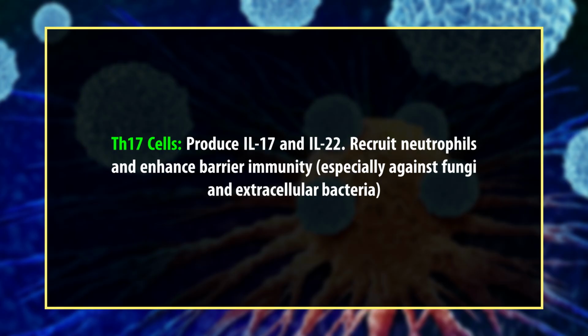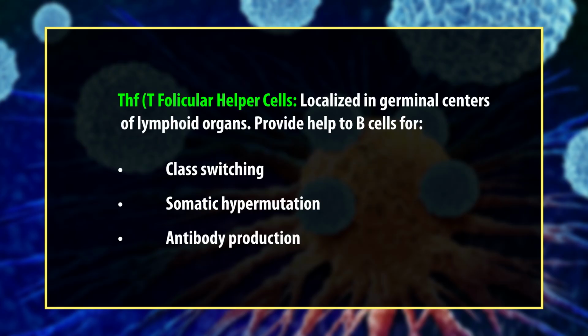The Th17 cells produce interleukin 17 and interleukin 22, recruit the neutrophils and enhance the barrier immunity, especially against fungi and extracellular bacteria. The next are the TFH or the T follicular helper cells, localized in the germinal centers of lymphoid organs. They provide help to B cells for class switching, somatic hypermutation, and antibody production.